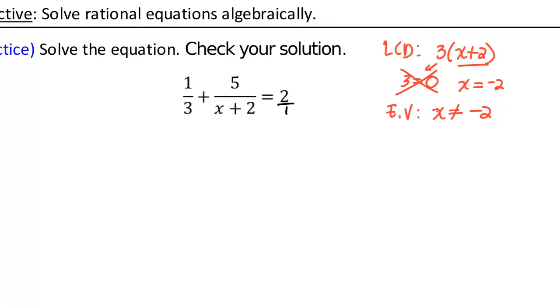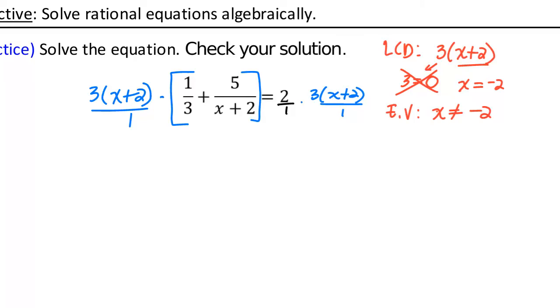All right, and just like we did on the last example, we're going to multiply by the LCD. This one has 2 fractions, so I'm going to put it in brackets. I'm multiplying by 3 times x plus 2 over 1.